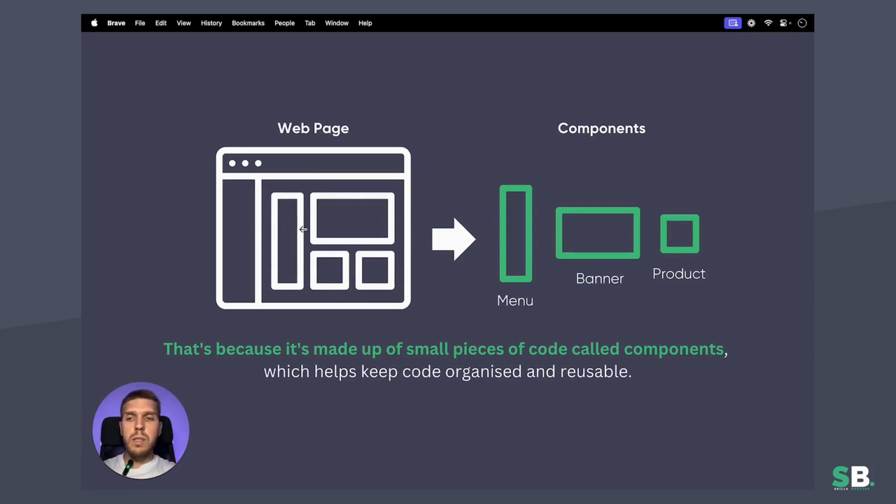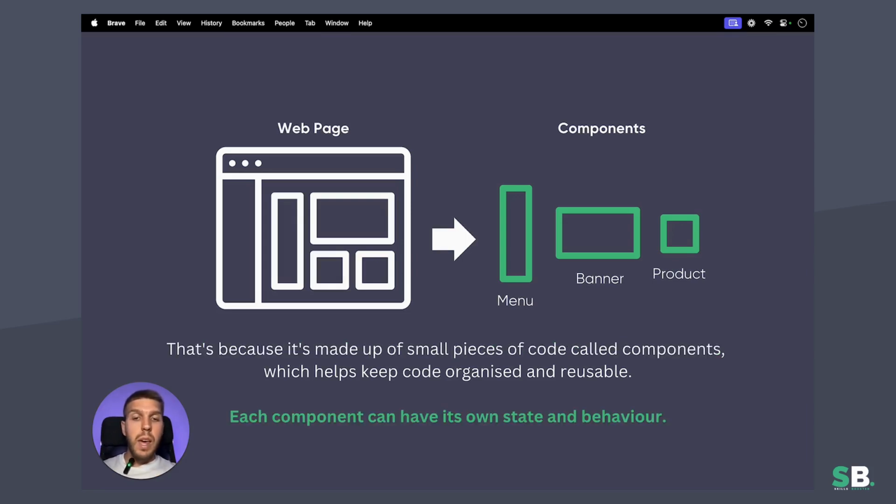You see, we have some blocks here. Imagine each is a component. This is a menu component, a banner component, and a product component. They are small pieces of code, and we just put them into the page and can reuse and combine them together. It simplifies the building of applications. And each component can have its own state and behavior.